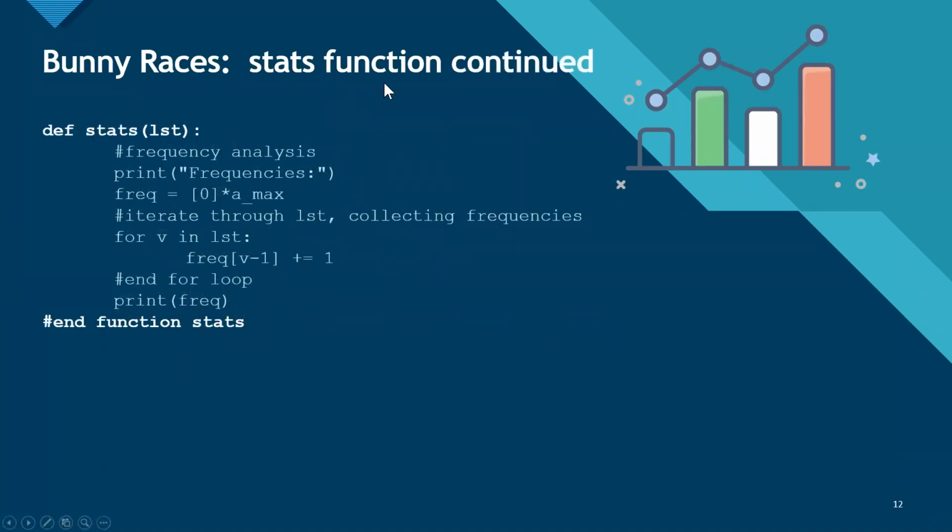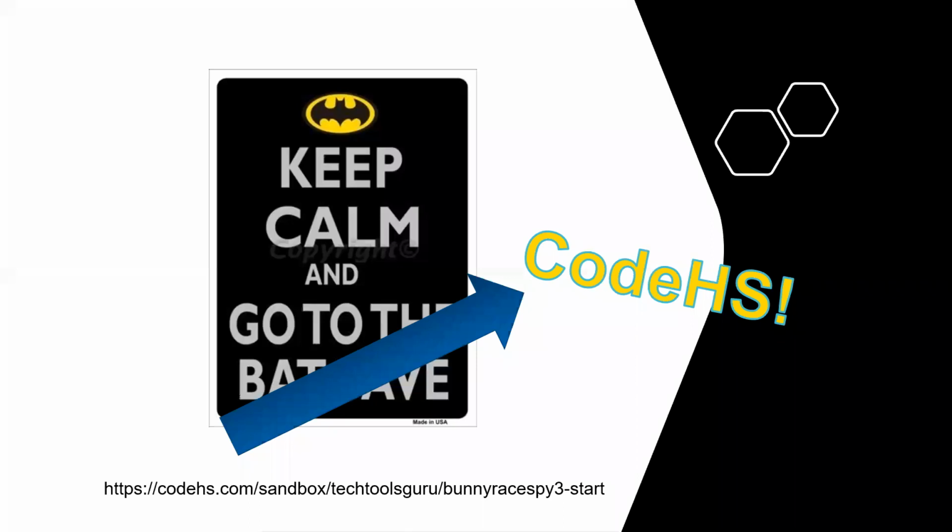Here's our stats function continued. So here's the frequency analysis. And once more, I create an empty list called freq. I'm going to iterate through that list. And then notice for every value in the list, I'm going to say freq[v - 1] += 1. And I'm going to explain that actually when we get to the code. So we're going to come in and actually go to CodeHS now.